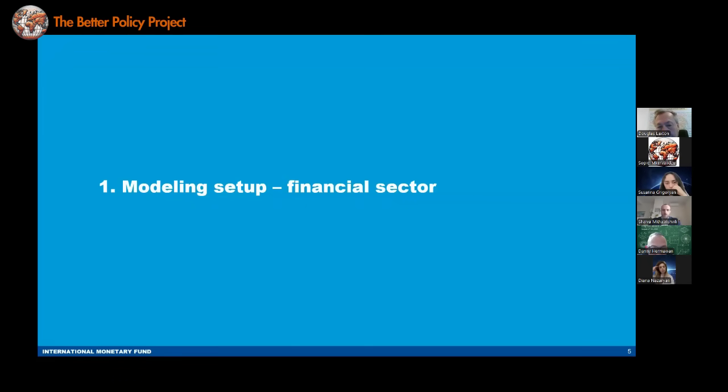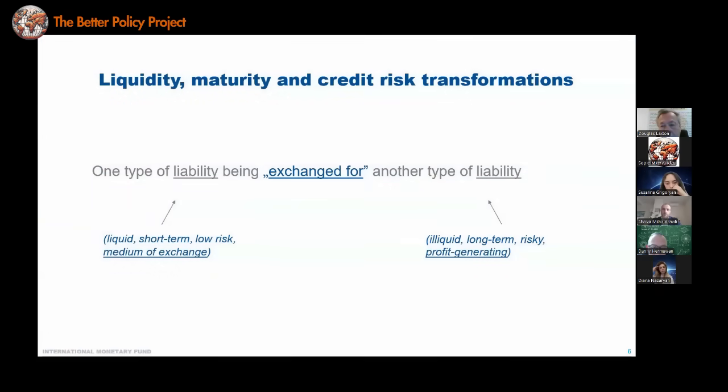One is the financial sector, mostly banks, and then we will also explicitly model the balance sheet of the central bank. And then we will have a non-financial sector, which will be mostly pretty standard. But the key emphasis is on the banks. So what banks do in this model, and I would say as in the real world, is they create money by liquidity, maturity, and then credit risk transformations. So what does it really mean? It's a very simple process.